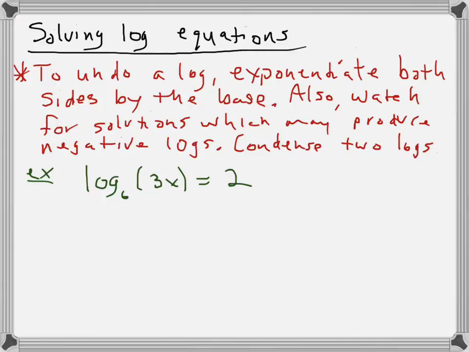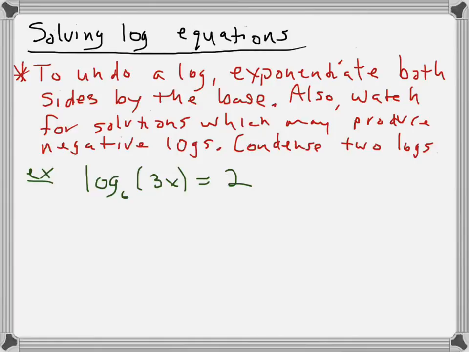Solving log equations. I put a little asterisk there to remind you, to undo a logarithm, you need to exponentiate both sides by the same base that your logarithm is in. That'll essentially undo the log. If you remember, we did our anti-log tables, so we took the log of a number in base 10, and then to undo it we had to raise it to the power of 10. That's what we called the anti-log.